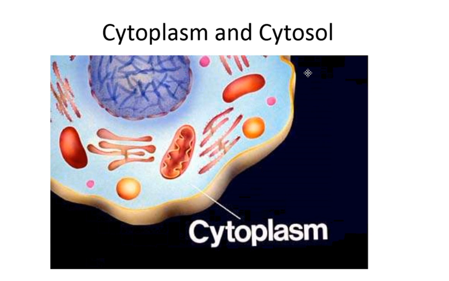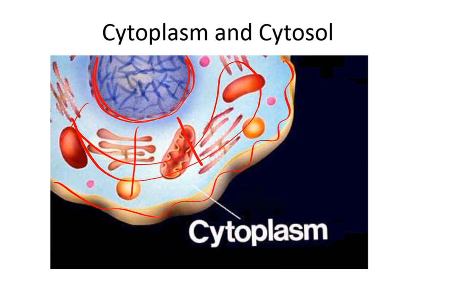A couple other words to be familiar with before we get talking about the individual parts. Cytoplasm, this is the area between the plasma membrane and the nucleus. So if you look at this picture, here's the nucleus right here, and here's the plasma membrane. And so the cytoplasm is all this business in here, all of the organelles along with the fluid that is in there as well.